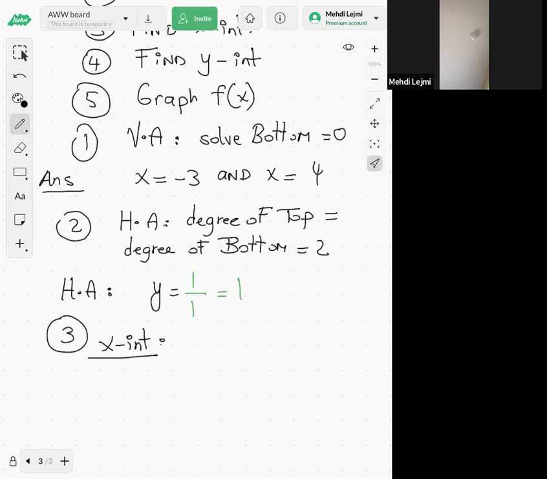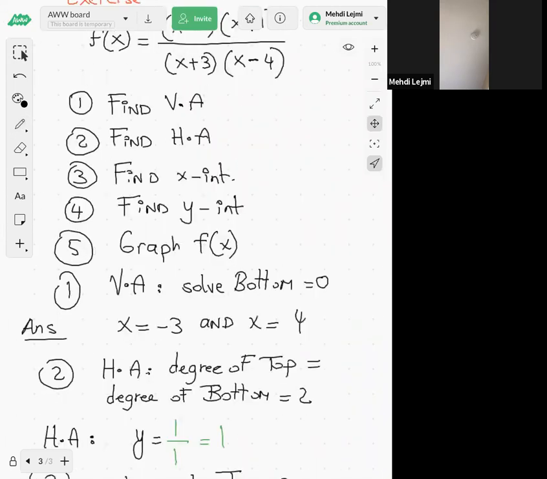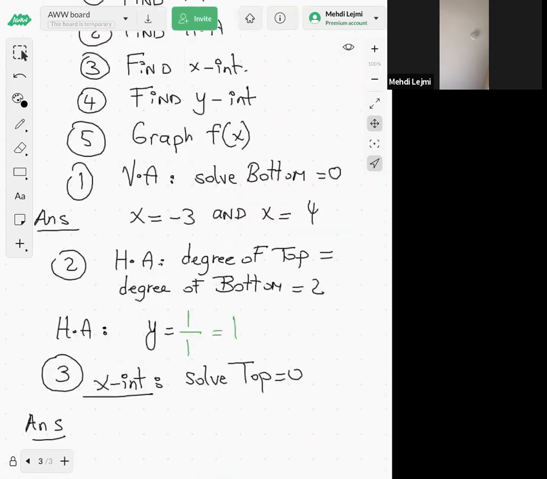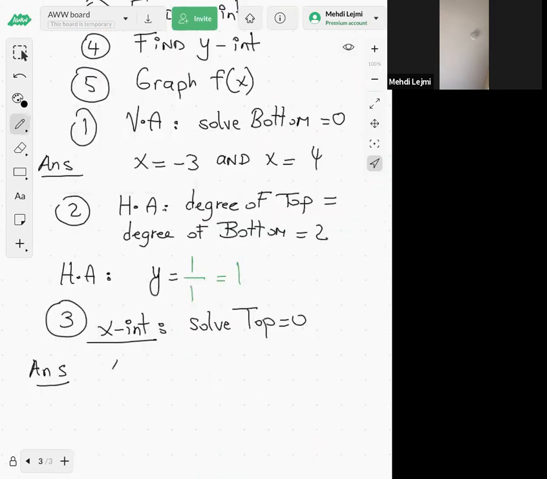Okay, so we have to solve the numerator equal to 0. The numerator, that's the minus 2, so that's x equal to 2 and x equal to -1. So that's x equal to 2 and -1. Okay, so those are the x-intercepts.